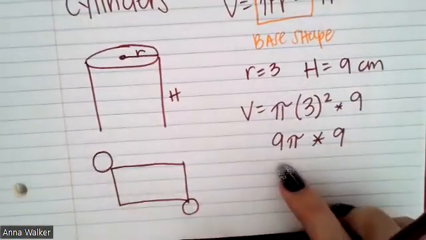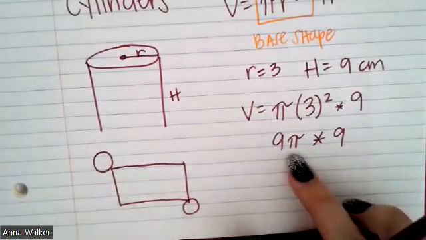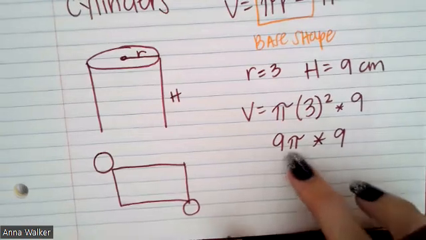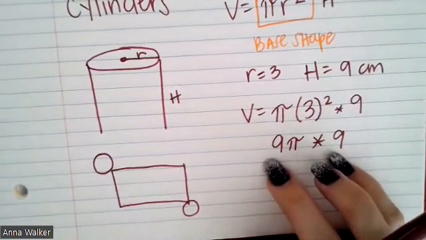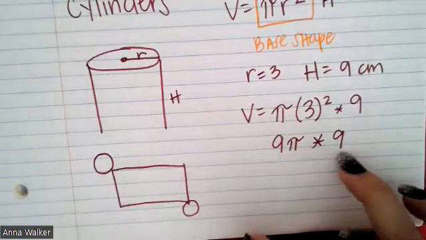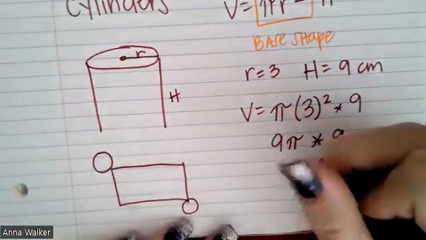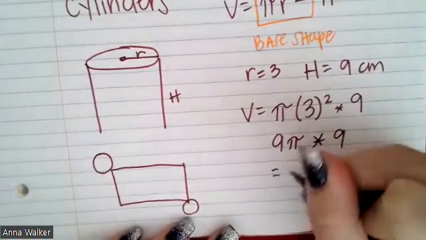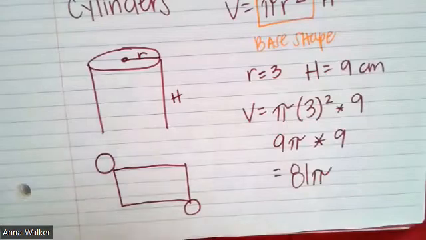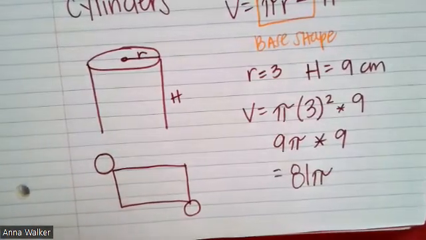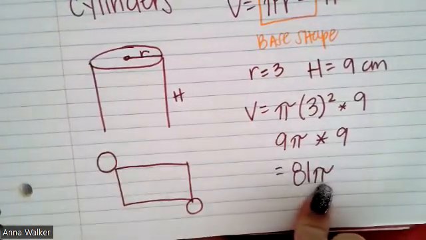So I could think about this as, when we do equations like 9x, if I was to do 9x times 9 to combine my like terms, I'm just going to multiply 9 times 9. So 9 pi times 9, I can do 9 times 9, which is 81. And then I just have to make sure that I keep pi attached to it. So 9 pi times 9 is the same as 81 times pi.